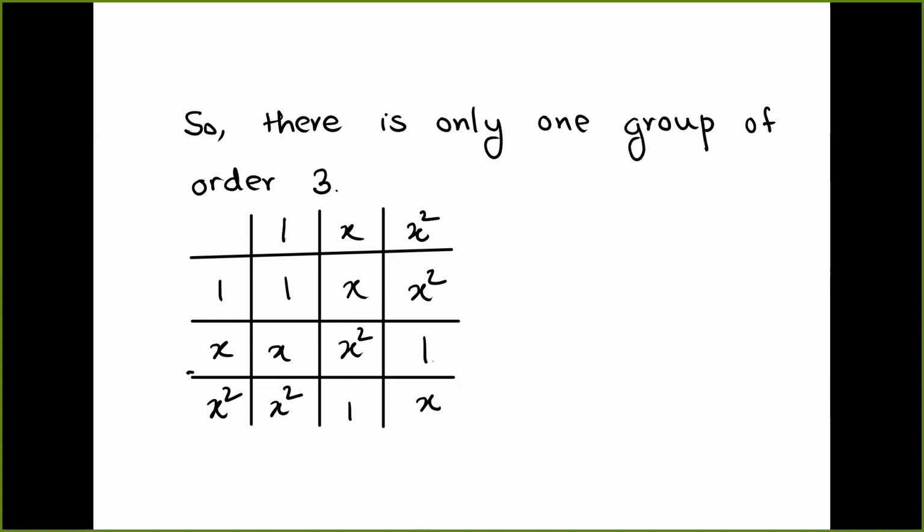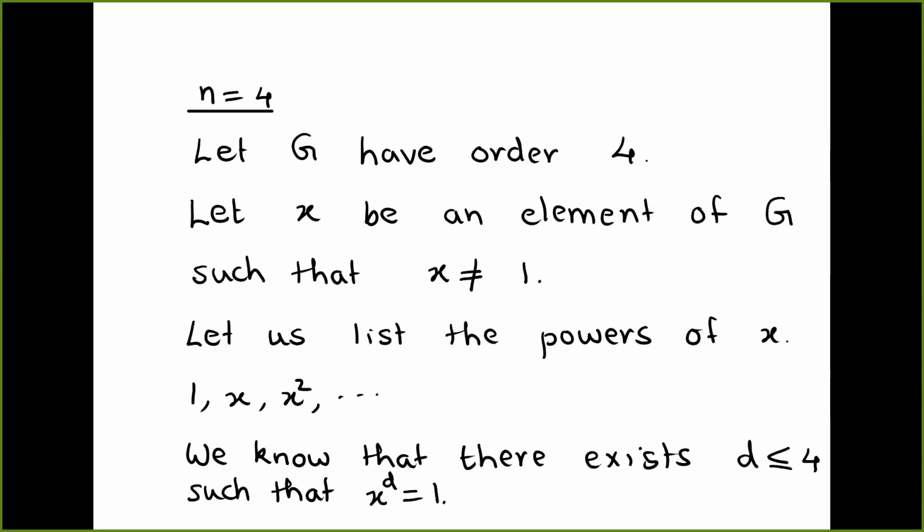This is the only group up to isomorphism. There are no other groups of order 3. Any other group of order 3 basically just looks like this with some relabeling. Okay, now what about n equal to 4?